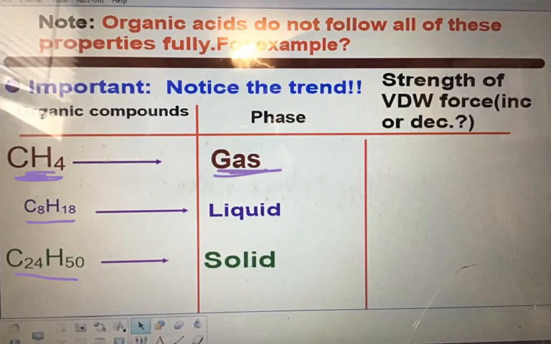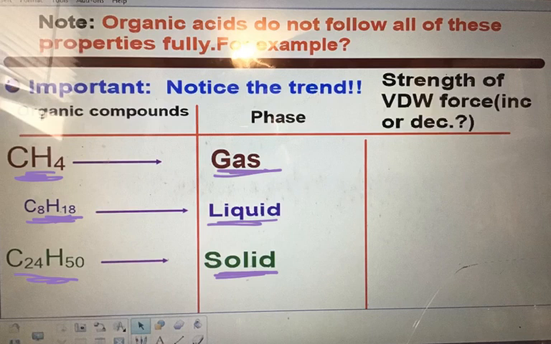Well, it's used in the Bunsen burners in the lab. It's also used to cook with, right? Okay, and this one right here, C8H18, is actually octane, which is in the gas pumps. And this C24H50 is a fancy one, which I'll show you on my next page. Okay, this is found in spices and so on. It's in the solid phase.